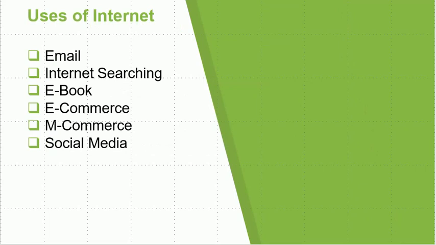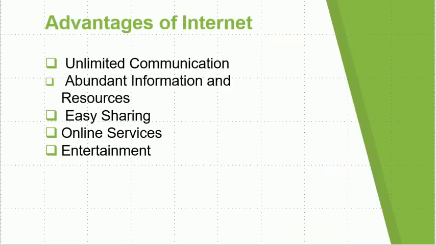On the internet, you can use it for email, internet searching, ebooks, e-commerce, m-commerce, and social media. But as a student, I would suggest you go for internet searching for your study materials and for ebooks, and sometimes you need to use emails also. There are different advantages of the internet: it has unlimited communication and abundant information resources, and it can be easily shared. Online services are available. Once you feel bored, you can get entertainment from it.